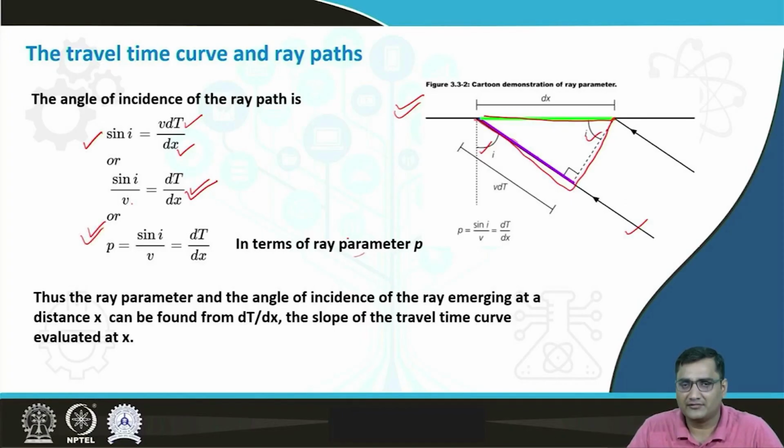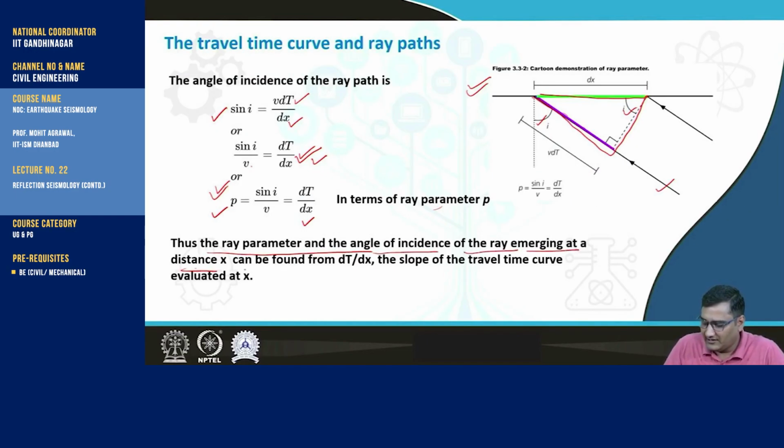I have told you in the previous class that for the flat earth model, you can consider the radial distance to be equal, and those can be cancelled out. So the ray parameter that you will remain with will be equal to sin I by v. So the ray parameter is equal to sin I by v, and that is further equal to dt by dx, that is the slope of the travel time curve. So the ray parameter and the angle of incidence of the ray emerging at a distance x can be found by dt by dx, the slope of the travel time curve evaluated at x.